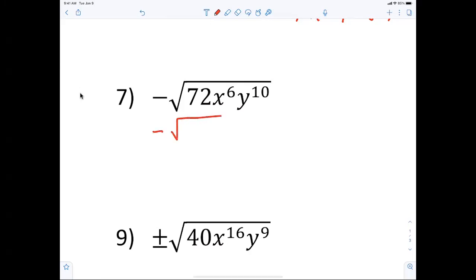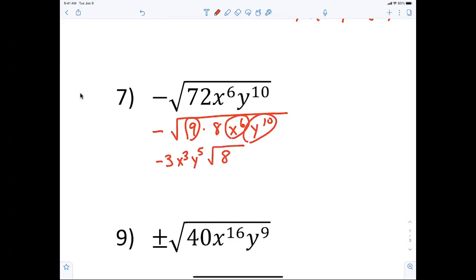Negative square root. I want you to write down 9 times 8, x to the 6th, y to the 10th. Now, is 9 a perfect square? Yes. So what's the square root of 9? 3. So it's going to be -3. What's the square root of x to the 6th? X to the 3rd. What's the square root of y to the 10th? Y to the 5th. And what's left behind? The square root of 8.